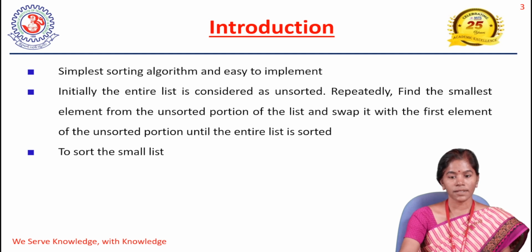Selection sort is a simple sorting technique and it's easy to implement. The entire list will be taken and considered as an unsorted list. We repeatedly find the smallest element from the unsorted portion of the list and swap it with the first element of the unsorted portion. This process is repeated until the entire list is sorted. We sort a small list of elements using selection sort. Generally, we will not use it for a longer list.